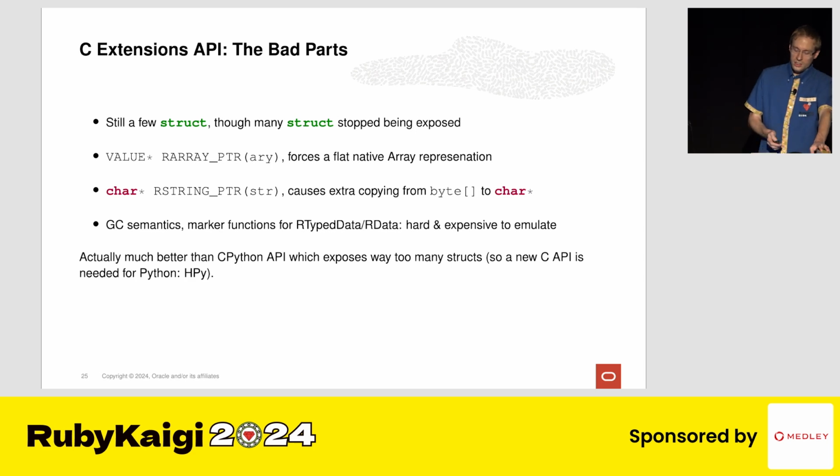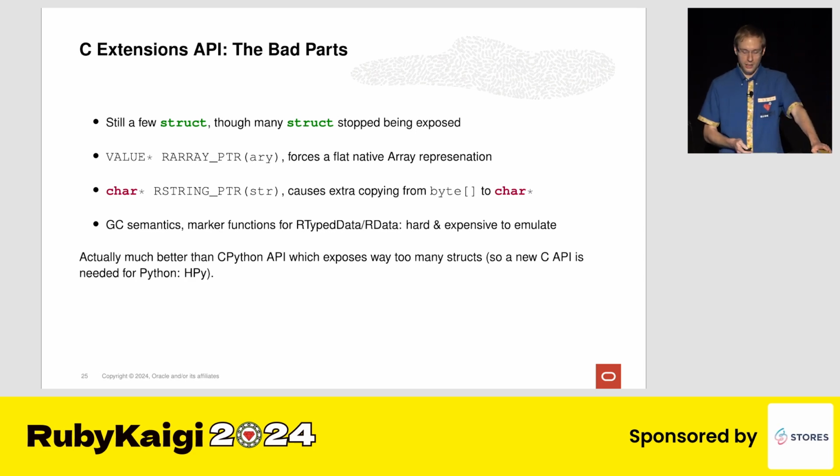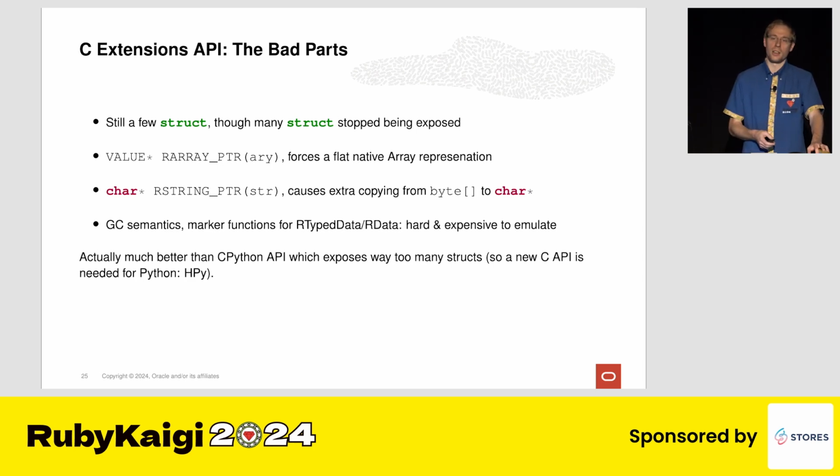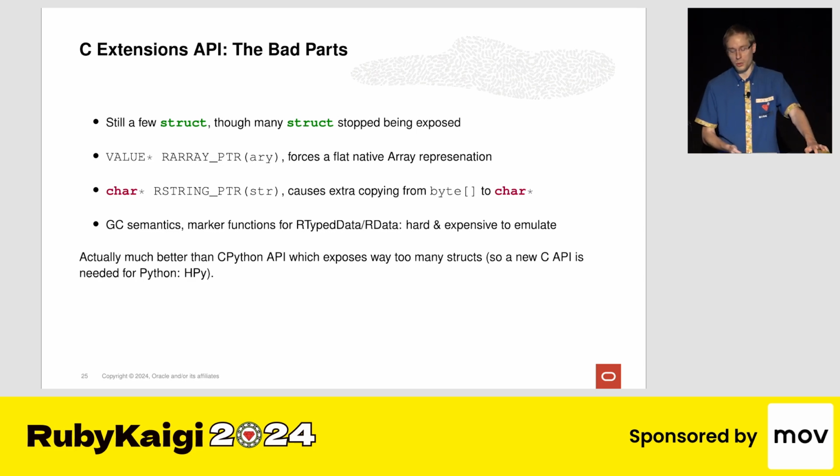One last thing is GC semantics. That's always trouble with a C extension API in many languages. For instance, we have the marker function for RData and RTypedData. That's something that CRuby's GC calls during the GC, which, if you implement this in another runtime like on the JVM, you cannot just call random C functions during the GC. It won't let you do that. So we have to emulate this somehow, and that's a bit expensive and complicated, but it is possible.